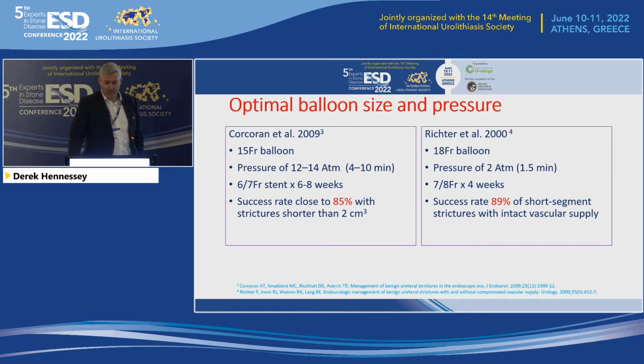Looking at optimal balloon size and pressure, the evidence for me to give you that is, it's hard to know. This study by Corcoran from 2009, they used a 15 French balloon at 14 atmospheres for up to 10 minutes, and then a 6 or 7 French stent for 6 to 8 weeks, and their success rate was 85% for short non-ischemic strictures, while Richter, 9 years earlier, used a larger balloon at 2 atmospheres for 90 seconds, and then a 7 or 8 French stent for 4 weeks, and their success rate was 89%. So the balloon size and pressure, we don't know what's best.